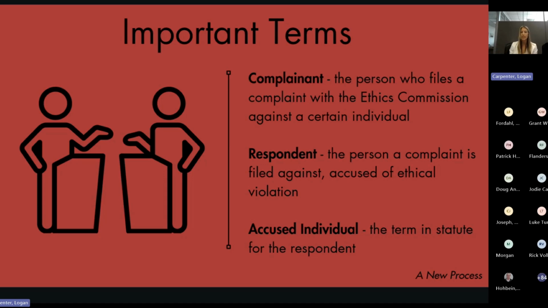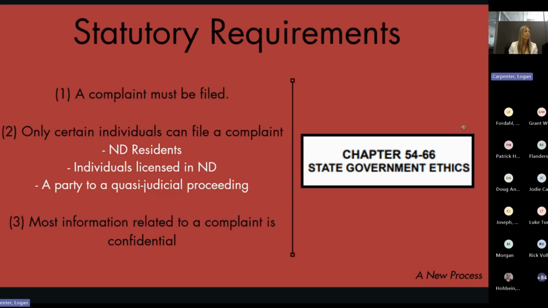However, respondent is not used in statute. The term used in statute for respondent is accused individual. But the Ethics Commission has moved away from using this term in its rules and in practice and uses the term respondent instead. So remember, complainant is the one who brings the complaint, who files the complaint, and a respondent is the one who is responding to the complaint. As we talk about the complaint process, those terms are very important.